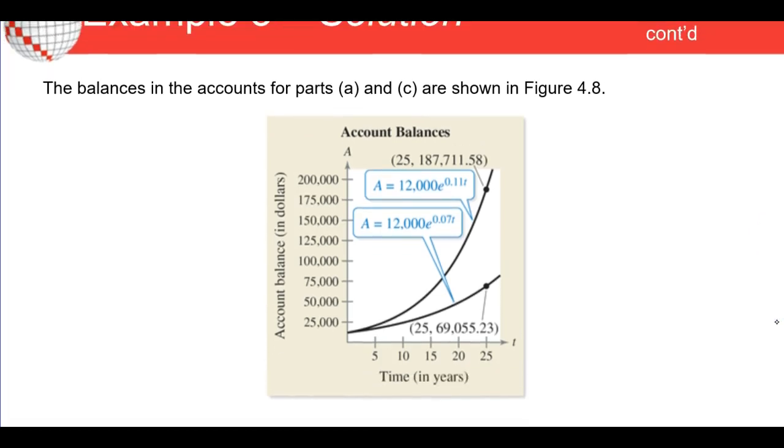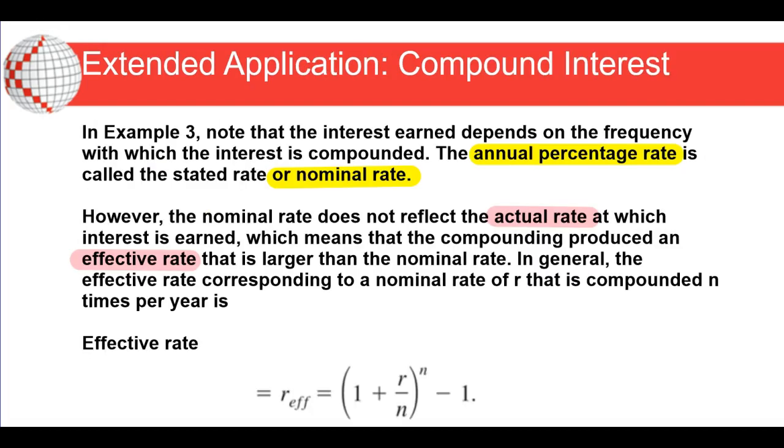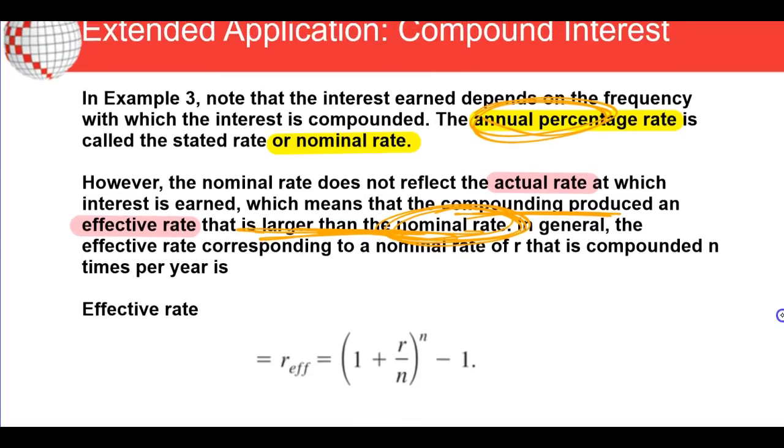So here's the graph of the two, and you can see that you'd probably choose part C because, well, the effective rate for being compounded continuously at 11% is really effective. And so that's what we're going to talk about, this effective rate. The actual rate that you're getting is a lot more than just 11% because it's being compounded. And the compound produces a lot larger. The nominal is the same thing as the annual. So your annual percentage rate is 11%, but because of compounding, it's a heck of a lot more than 11%.